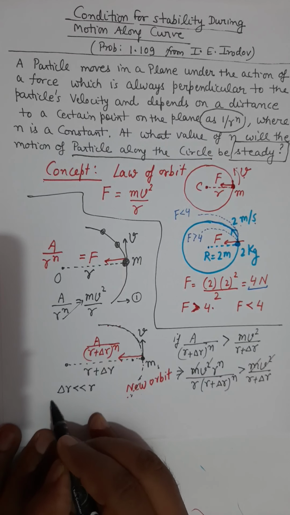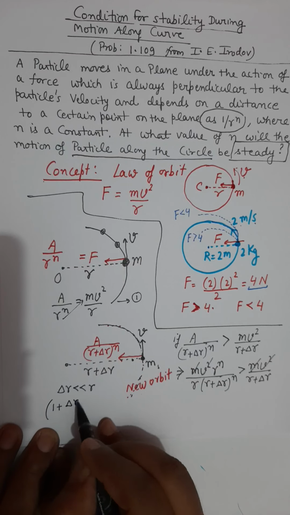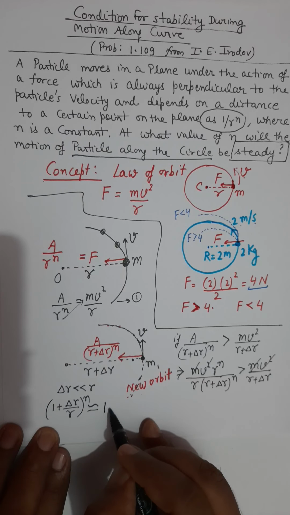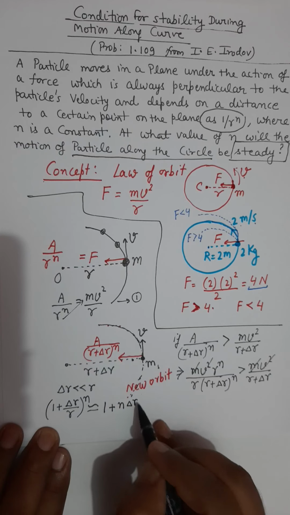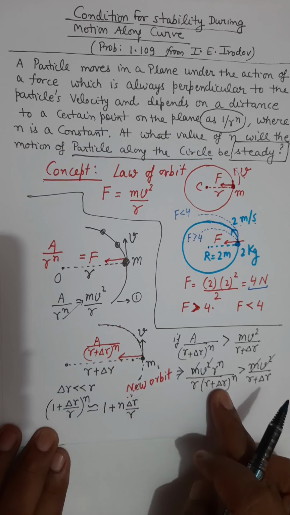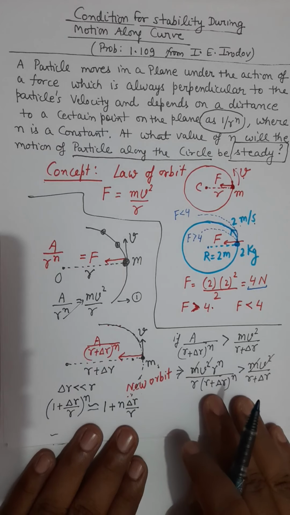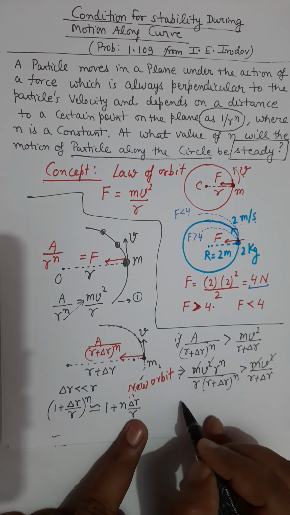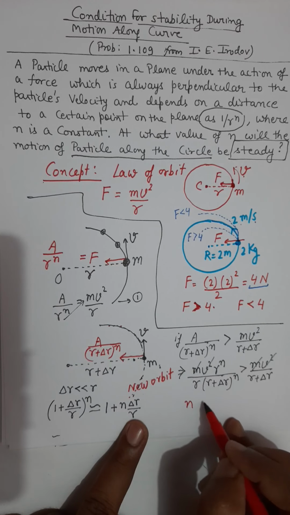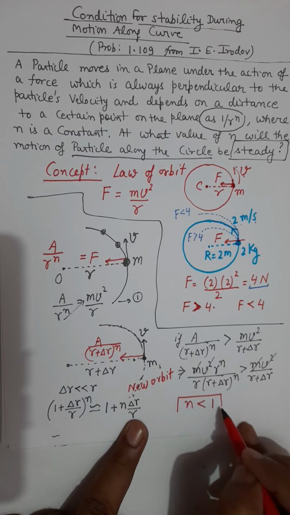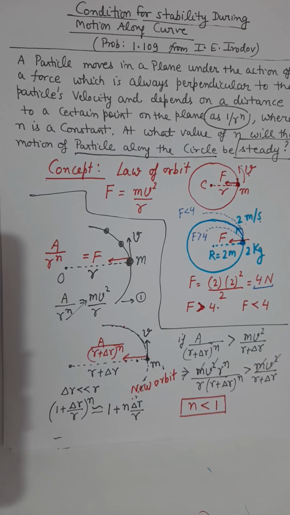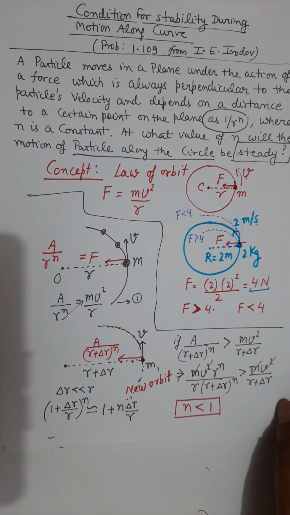The binomial approximation can be used in this way. If we have 1 plus delta r over r raised to the power n, then from the binomial approximation you can write it as 1 plus n delta r over r. You have to use this concept here. Take care of the mathematical portion, use this approximation, and then you will come to know that n is less than 1, and that was the condition for the question. This was the demand of the question. If n is less than 1, the orbit will be a stable orbit, otherwise it is going to be an unstable orbit.